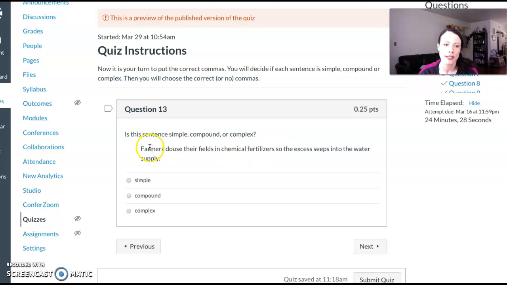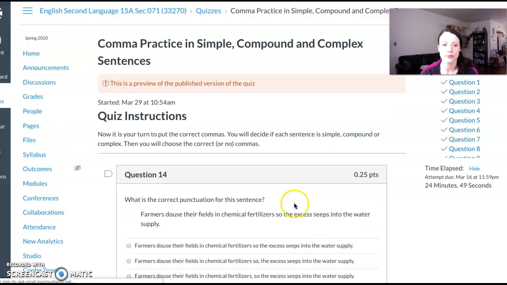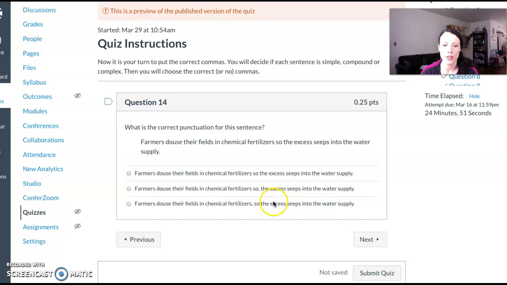Let's check. Farmers douse, subject verb. Excess seeps, subject verb. Yes, we have two independent clauses joined with a conjunction. So we're going to do compound. Always with a compound sentence, we put our comma before "so." I think this one was wrong in the original. I apologize, I did fix it.